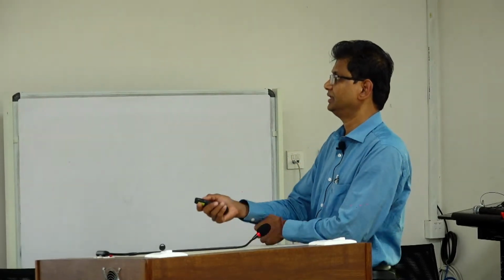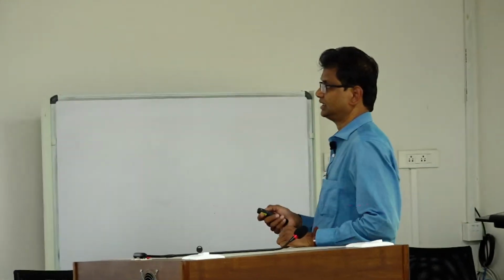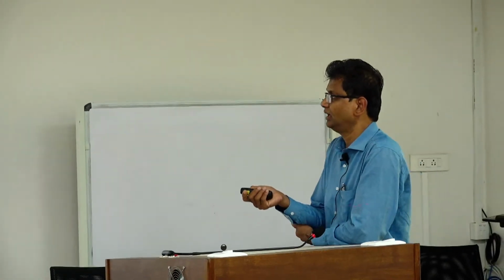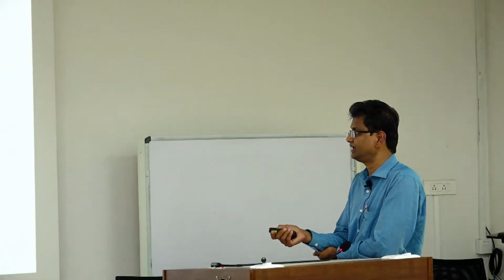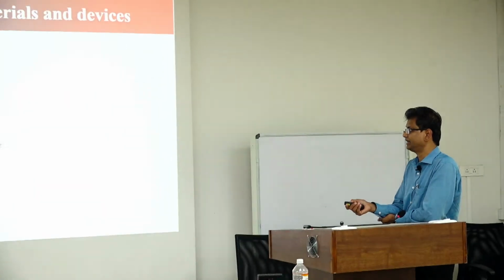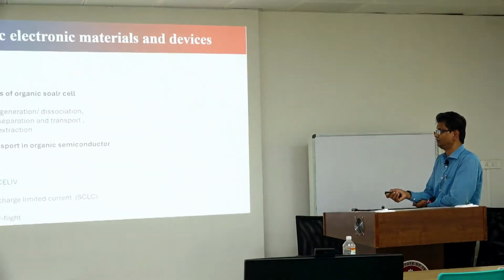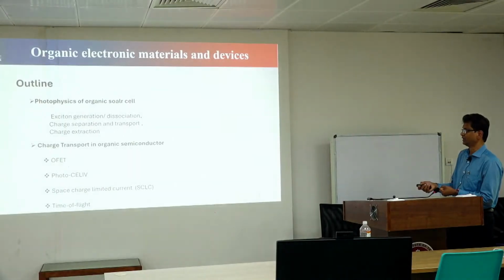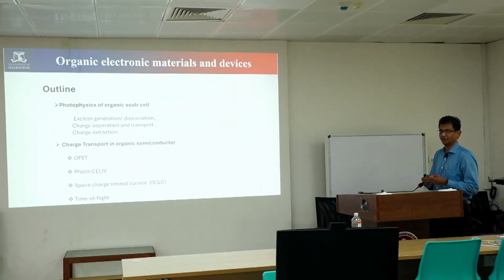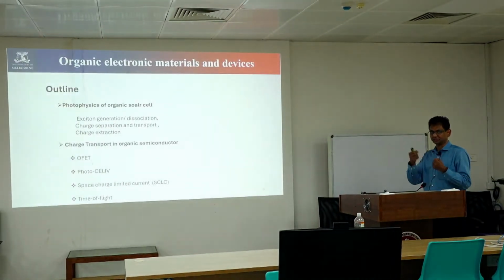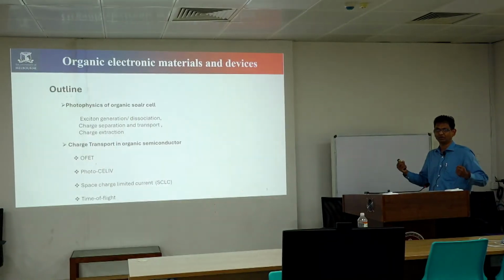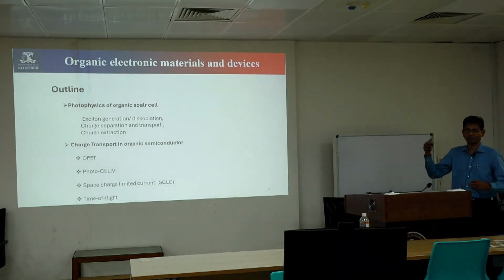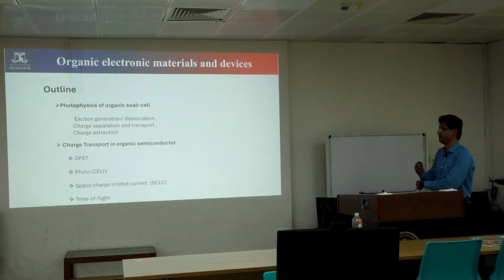In this lecture, the outline of the topic under photophysics is as follows. I'm going to talk about how the exciton is generated, where it dissociates after generation, and how charge separation happens after dissociation, then transport, and then how charge is extracted. After charge separation, we need to extract the output, and only then can we use it as a useful current flow.